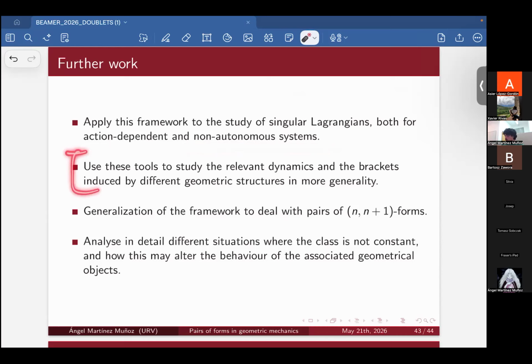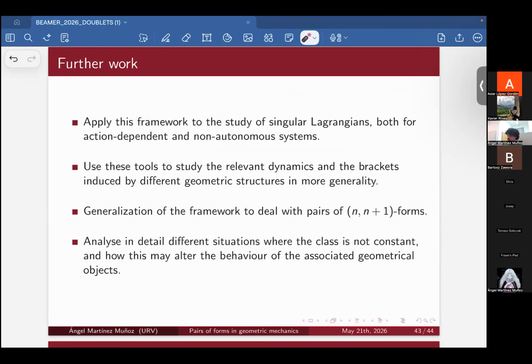Also, as I commented before, we're using these things to study brackets in more generality. So give me a doublet, and I'll tell you if it gives you some kind of Poisson or Jacobi bracket, and also use this framework to generalize how to yield a bracket from a pair of forms. And also, this has led us to the study of these two covariant tensor fields more in general. This is something that we're working on right now with Rubén Izquierdo and Manuel de León. And also the generalization of this framework to deal with pairs of n+1 forms, which is something that we're also working on with Rubén and Manuel de León.